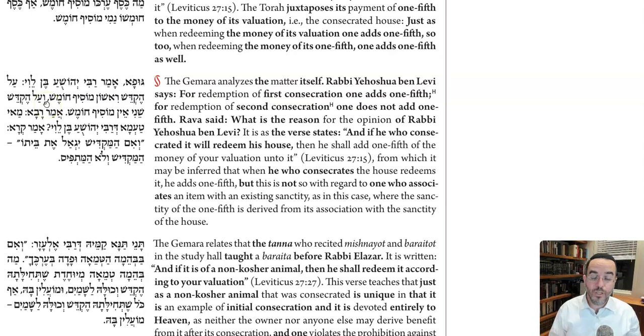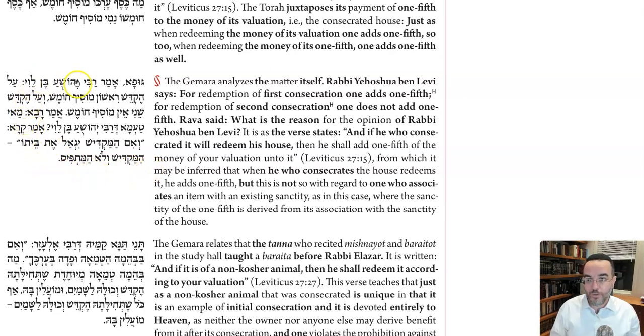However, Rabbi Yehoshua ben Levi says that only applies to the transfer from A to B, but not from B to C. And let's add one more level, not from C to D either. Well, we're going to see why we need that extra level. Amar Rava, minayin lerabbi Yehoshua ben Levi, amar kera, v'im hamakdish yigal et beito, hamakdish velo hamatpis.